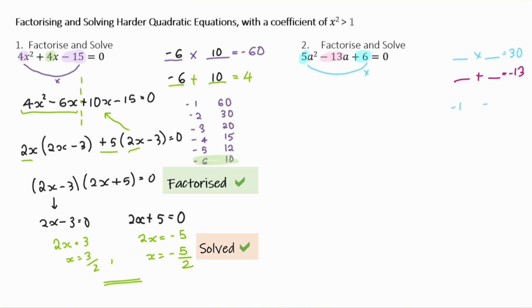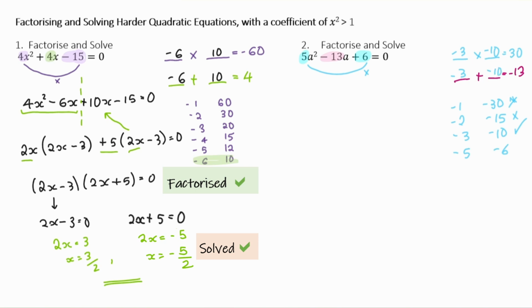So we have minus 1 and minus 30, minus 2 and minus 15, minus 3 and minus 10, and minus 5 and minus 6. So if we add negative 1 and negative 30, that gives us negative 31, so we cannot use those. Negative 2 and negative 15 add to give us negative 17, so it's not that. But if we add negative 3 and negative 10, those add to give us negative 13. So we will be using negative 3 and negative 10 as our factors of 30, because they also add up to give negative 13.